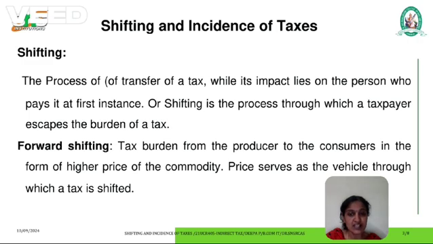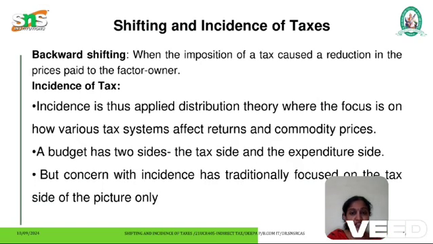Forward shifting: tax burden from the producer to the consumer in the form of higher price of the commodity. Price serves as the vehicle through which tax is shifted. The next is backward shifting, when the imposition of a tax causes a reduction in the prices paid to the factory owner. Incidence of tax.